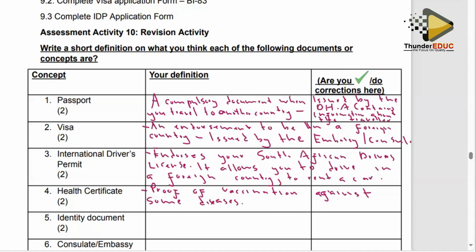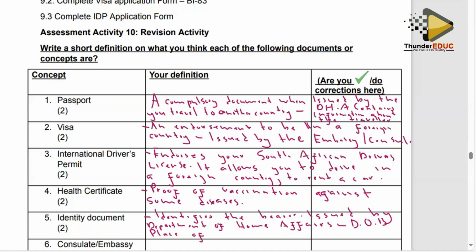All right, identity document, it identifies the bearer. It is issued by the government, by the Department of Home Affairs, and contains information on date of birth, place of birth, etc.